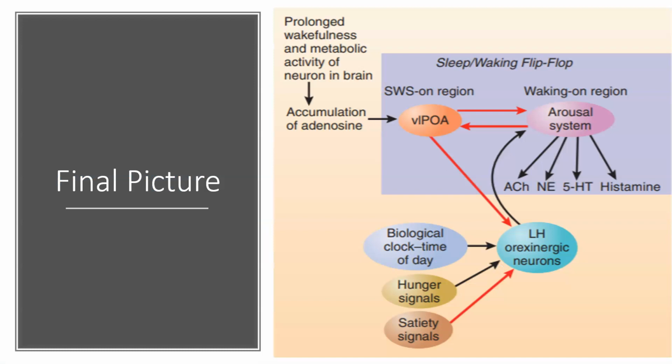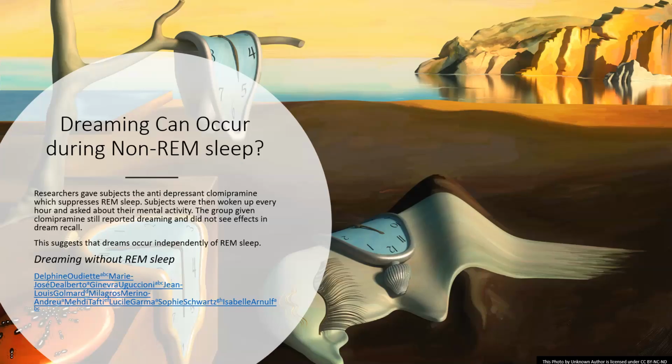So, final picture. Prolonged wakefulness leads to the buildup of adenosine, which acts on the VLPO. This inhibits the wakeful regions of the brain. These wakeful regions of the brain also inhibit VLPO. And then the orexinergic neurons act to excite that arousal system, but are also inhibited by VLPO. And then the orexinergic neurons are excited by these following factors.